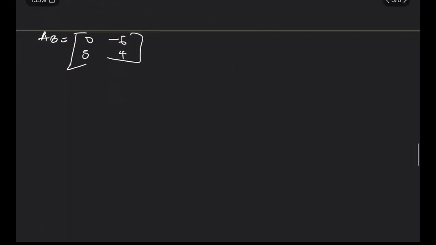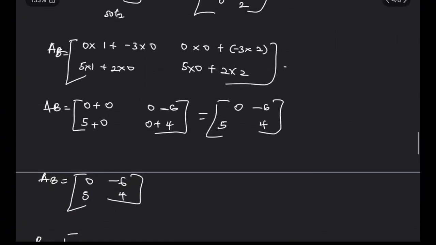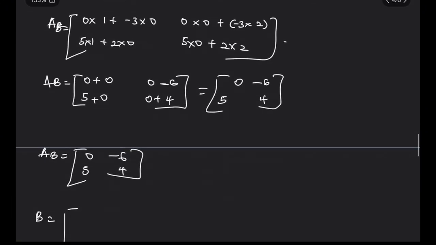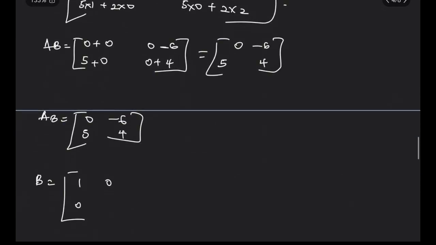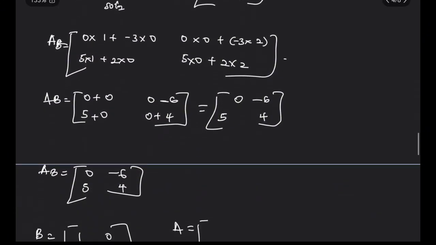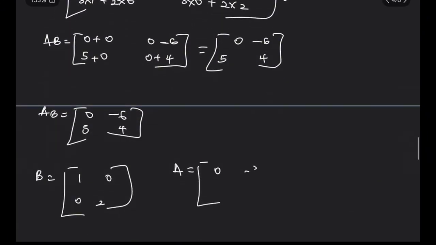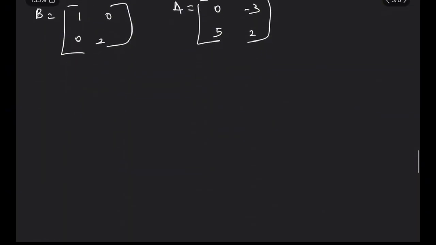So what we want to do is to look for BA. So before we look for our BA, can we just quickly write B first so we can do that again? Write the column multiplied by the rows. So we have B is 1 0, 0 2, and what we have for our A is 0 minus 3, 5, and 2. So we do the same thing here again to get our BA. Just like I said, the number of the column times the row.